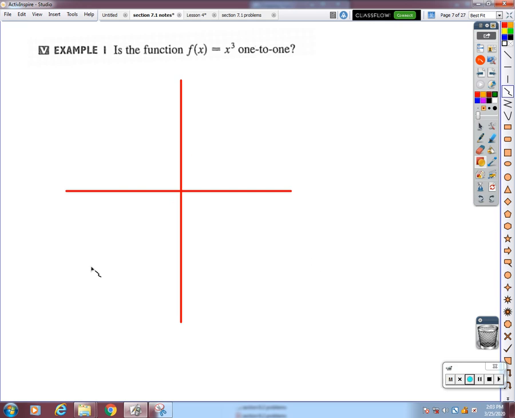y equals x cubed. Looks like, oh, did I draw that wrong? No, I did that right. Yeah, two parabolas. Okay, so it looks like that.